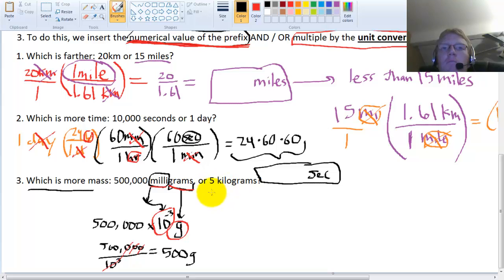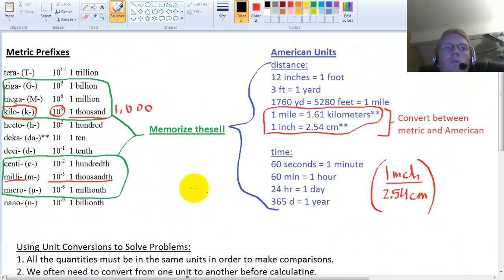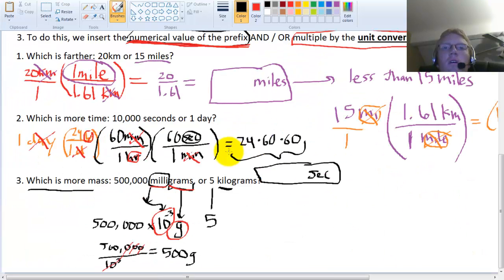Okay, how about 5 kilograms? Okay, 5 is just 5. Kilo, what does kilo mean? Scroll up, refresh your memory. Kilo means 10 to the third or 1,000. So 5 times 10 to the third, and then grams is grams. Okay, what's 5 times 10 to the third? Well, 10 to the third is 1,000. So this is 5,000 grams.